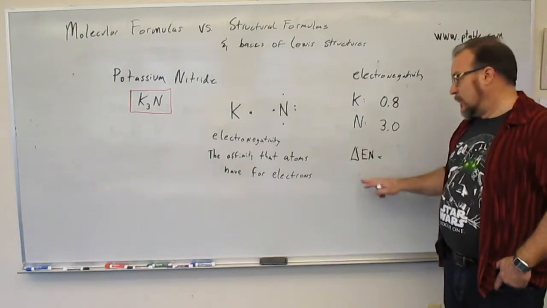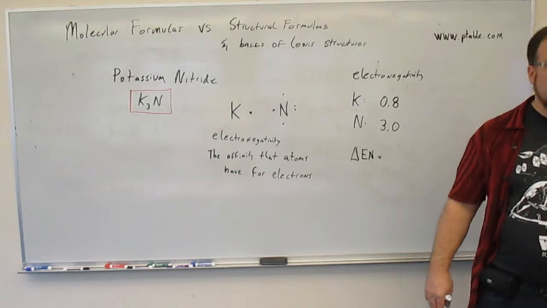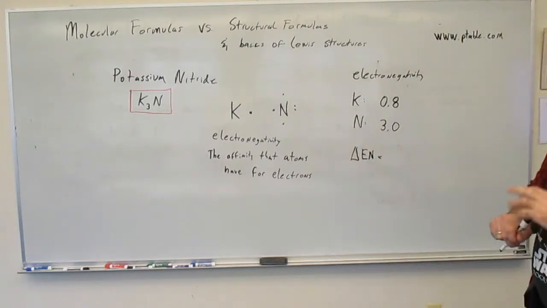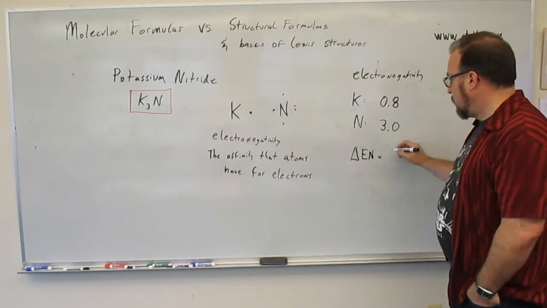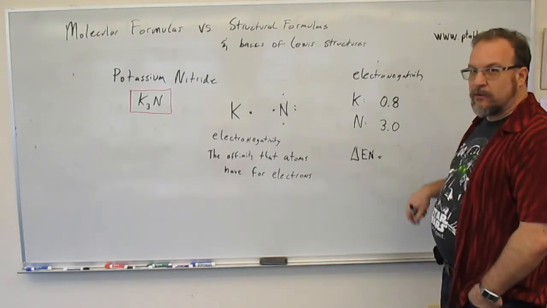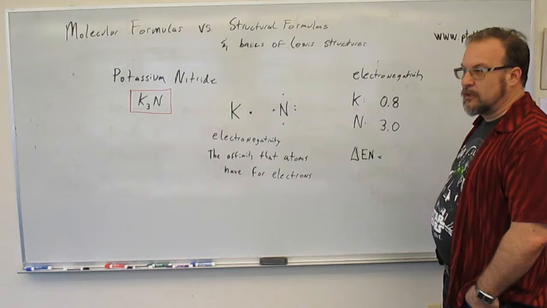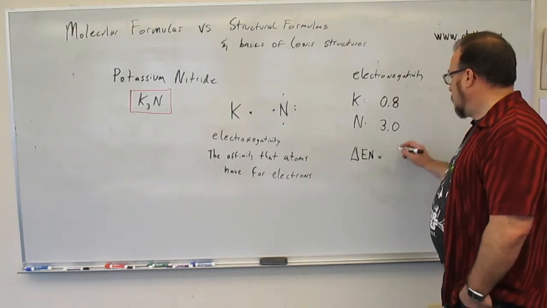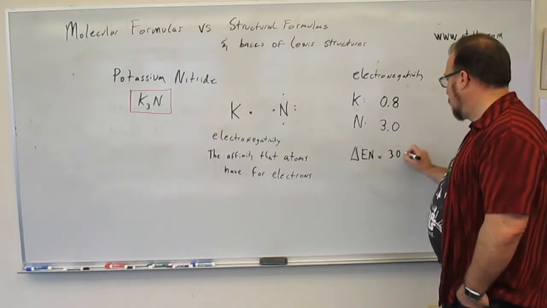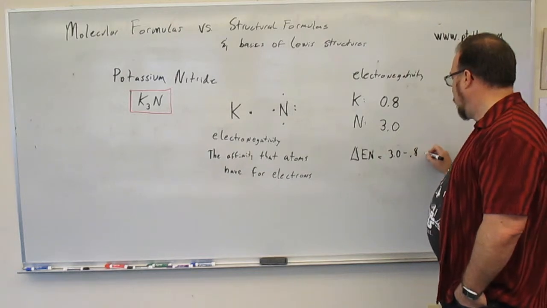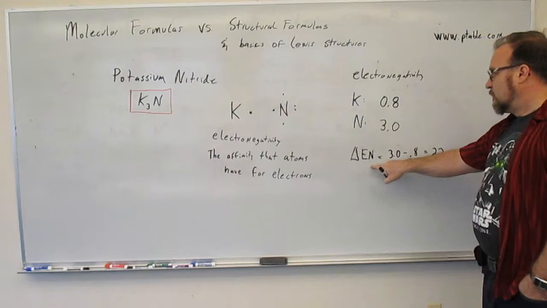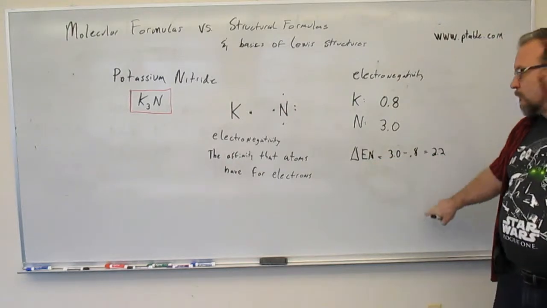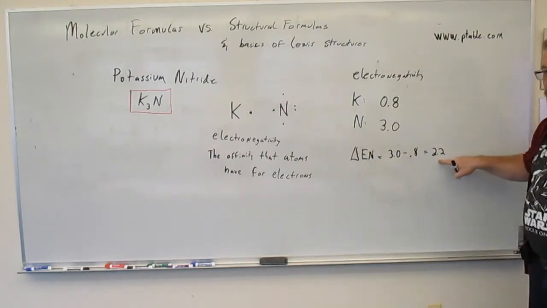And this is the difference in electronegativities. And by the way, when you calculate this difference, the convention is you never get a negative result. In fact, you could say that it is the absolute value of the difference to ensure that you don't get a negative result. So you take 3.0 in our case minus 0.8, and that gives you 2.2 for the delta EN, or the difference in electronegativities.